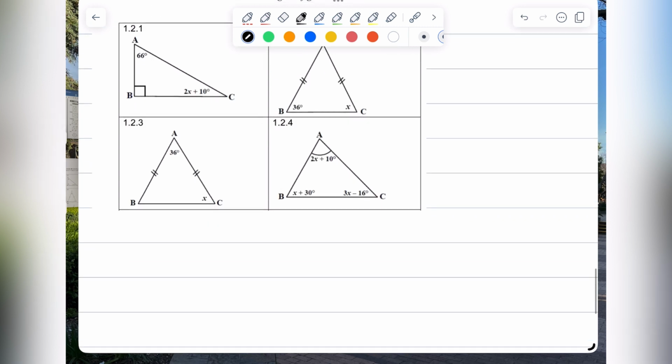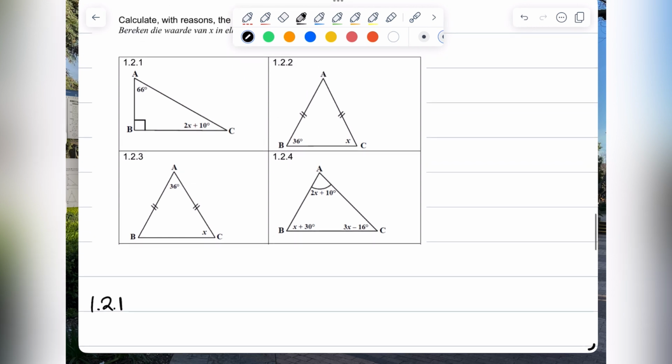1.2.1 then, we need to calculate the value of x in that triangle ABC. So in triangle ABC, we of course identify that there's angle A of 66 degrees. Dan het ons hoek B. Daar is 'n simbool by hoek B natuurlik. Hierdie simbool verwys na 90 grade. So dit is 'n reghoekige driehoek.